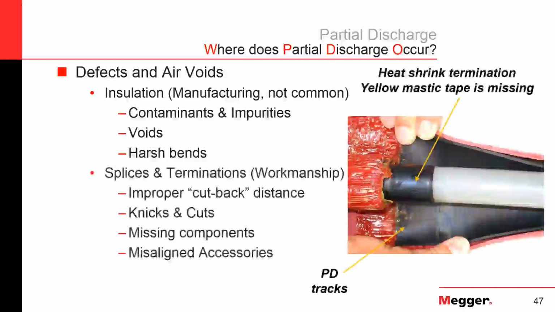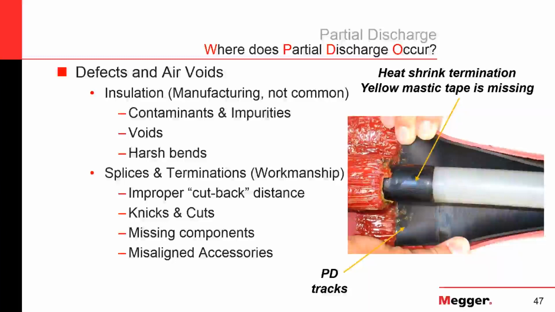More commonly, though, we're looking at splices and terminations, places where people have touched the cable system. And it's very easy to make these mistakes. It doesn't take a lot to start partial discharge. Improper cutback distance, you're used to one manufacturer and you ran out of those splice kits, so you use the other manufacturer, and there's a 1/4 inch difference in there. It doesn't take a lot.